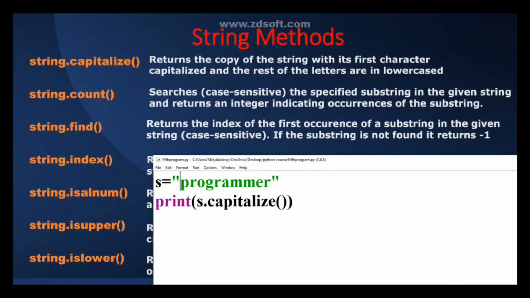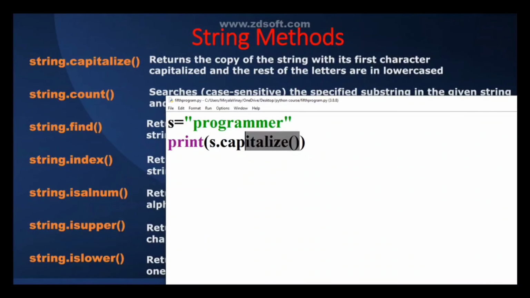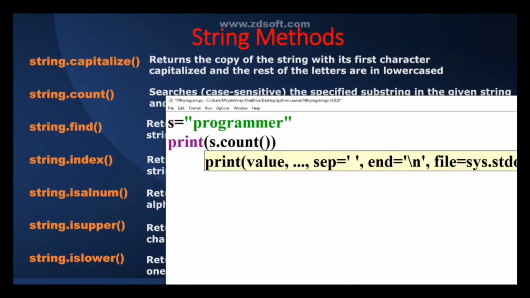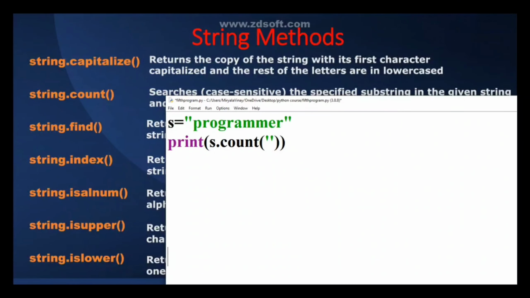Whenever you pass a value in the count function, it is going to return how many times it has occurred in the same string. So let me do that also. I'm deleting this and I am passing s.count, and in the count function I am passing a string value only. I will be passing m. You can see I am passing this m into it.